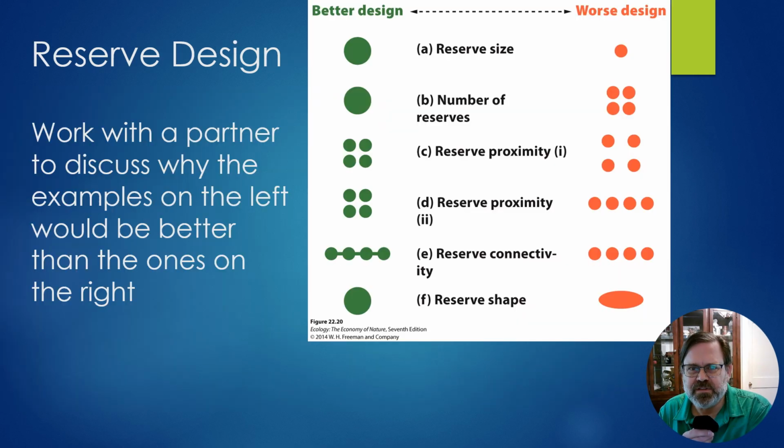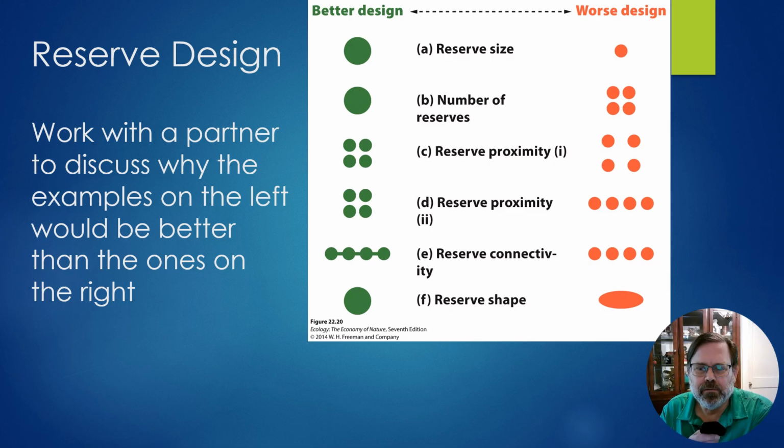Thus, we can use these concepts to then design habitats for species or design reserves. You might pause the video or work with a partner and talk about the examples on the left. Why are these better designs and why are the ones on the right worse designs? So go ahead and pause the video if you want to do that. Ultimately, the reasons for the left-hand side tie back to this island biogeography theory and reasons why that's the case.